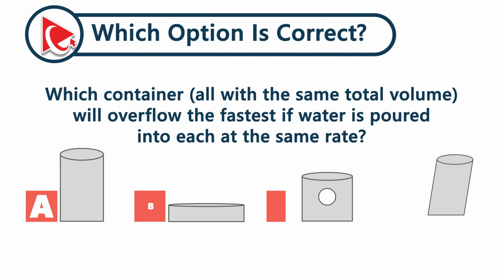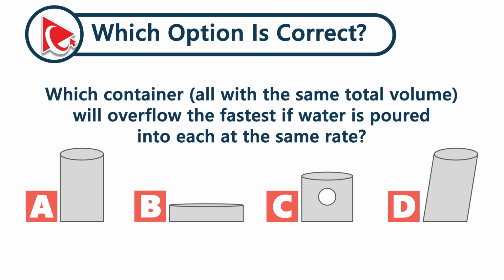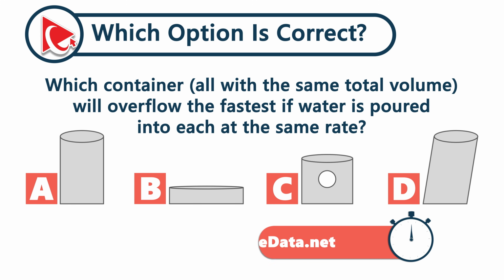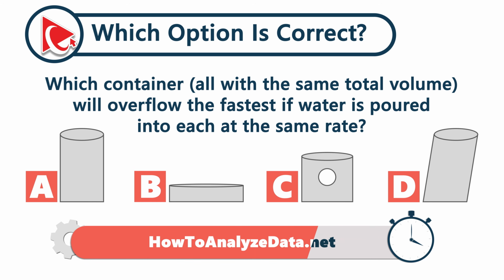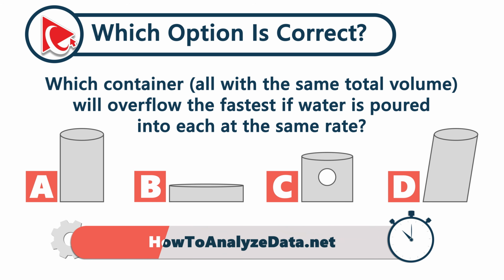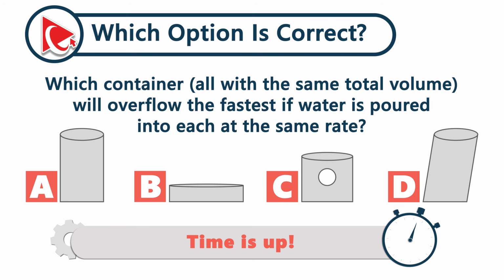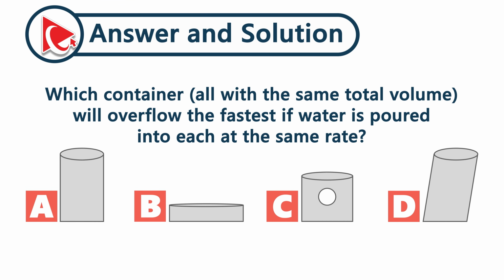Which container, all with the same total volume, will overflow the fastest if water is poured into each one at the same rate? Take a close look at all the containers. In 3 of them, water will fill gradually. But in one container, the hole causes it to leak halfway through the fill, making it the first one to overflow in function, not in form. So the correct answer here is choice C, a container with the hole halfway up the side.